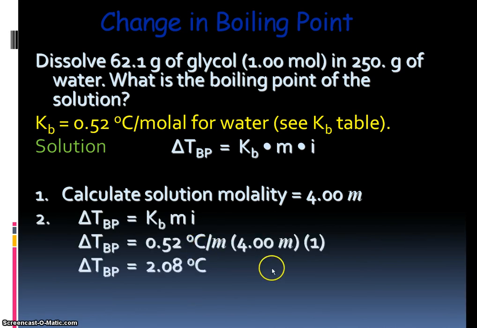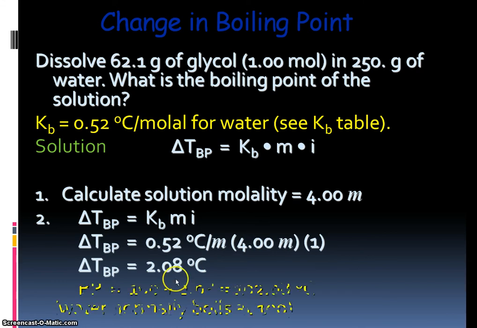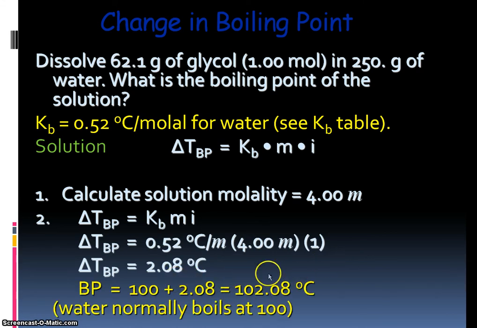So all we now do is just plug in, and we get the change in boiling point. That's not our final answer. You need to be careful of that. Where does water usually boil? Well, it boils at 100 degrees, right? Well, we're boiling point elevating, so it's going to be above 100. So we add this number to 100, and we get the final boiling point. Pretty easy. All right, let's do another one.